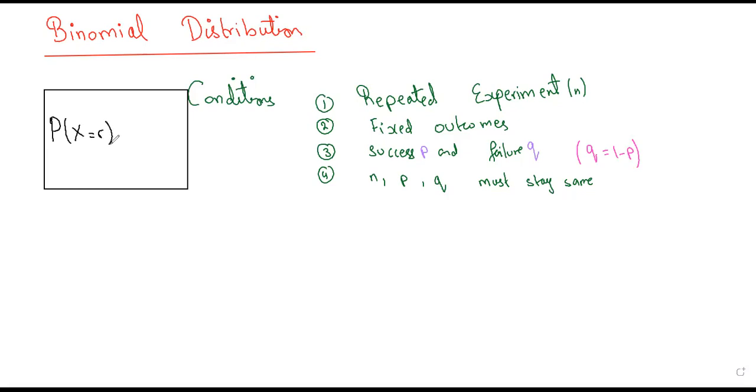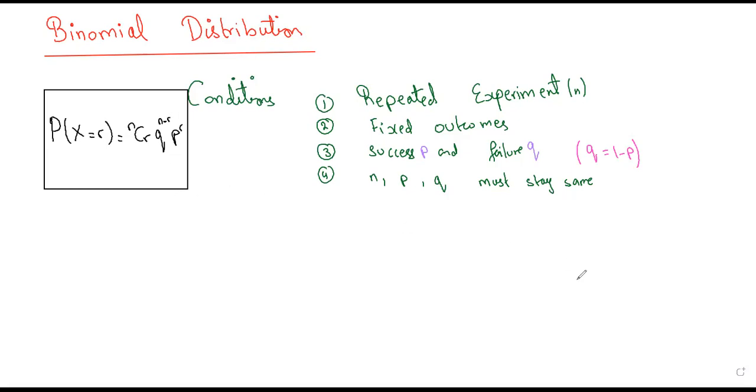I'm just writing down the formula and I'll explain that in detail. Do not worry. It is NCR P power R Q power N minus R. Please be very careful. This is not your binomial expansion formula. Let me write down Q into P then. So Q is coming first, P is coming here. So it is Q power N minus R and P power R. Just so you do not get confused.